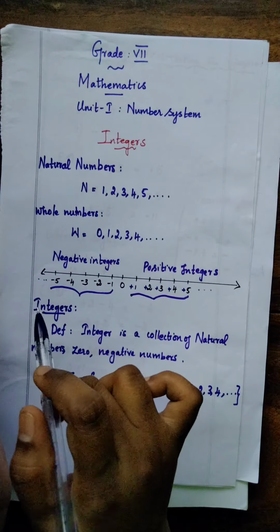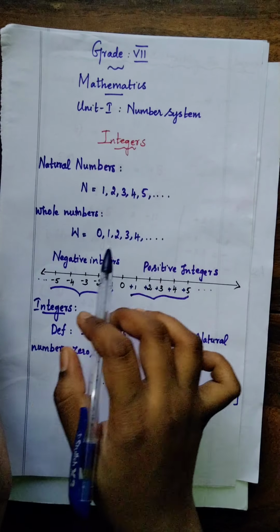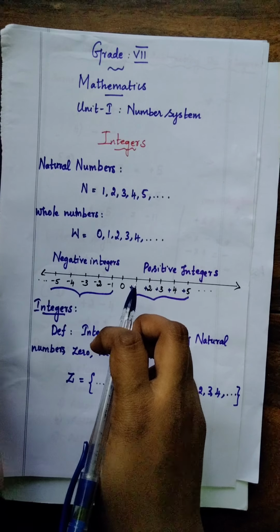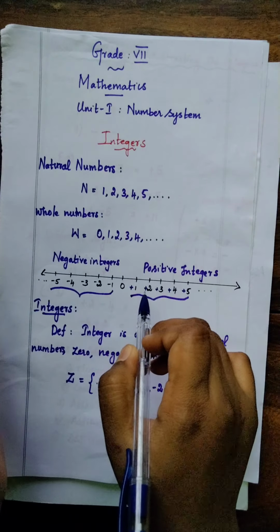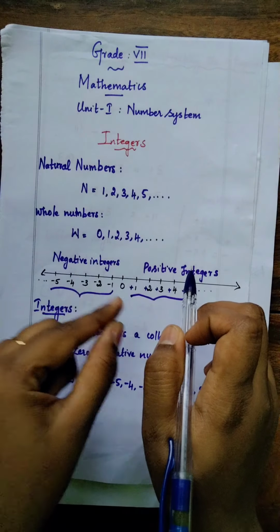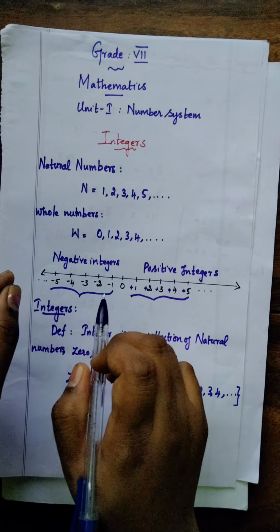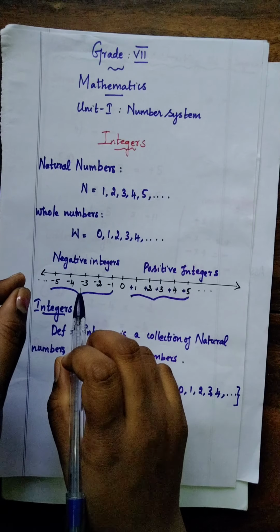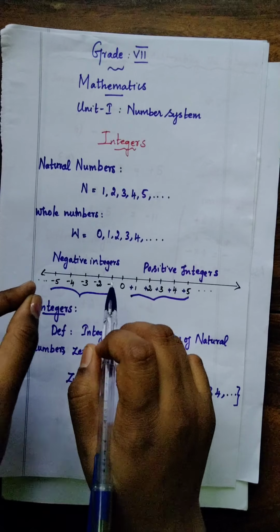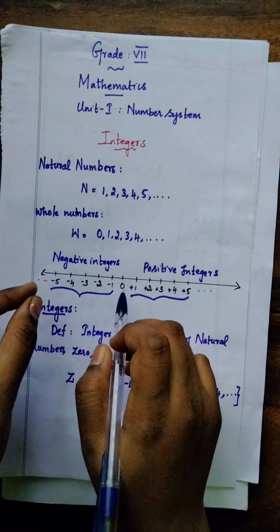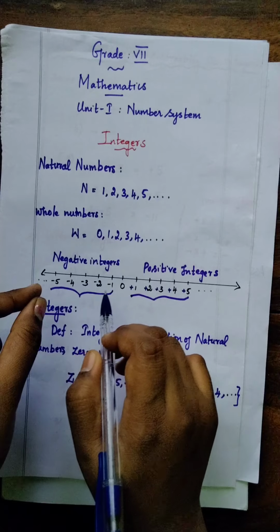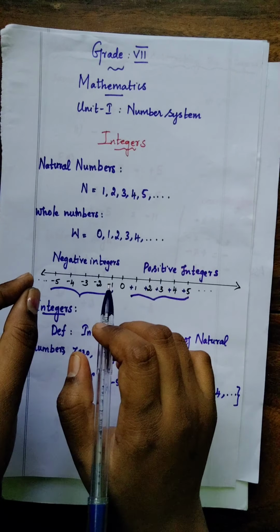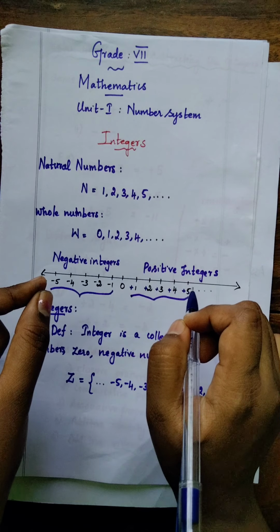For that we need to draw a number line. First, draw a number line. In the center you put 0. On the right side of 0 you put 1, 2, 3, 4, 5, etc. On the left side of 0 you write the numbers with the sign minus: minus 1, minus 2, minus 3, minus 4, minus 5. What is the name of these numbers? These numbers are called negative numbers. A number with the sign minus is called a negative number. A number with the sign plus is called a positive number.